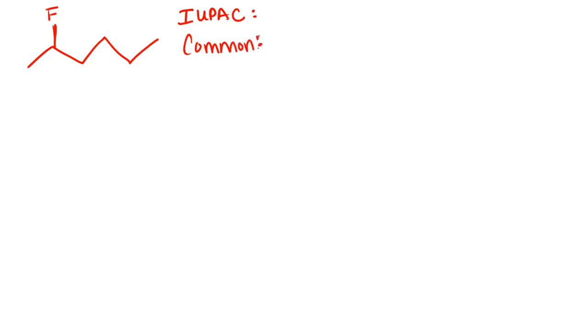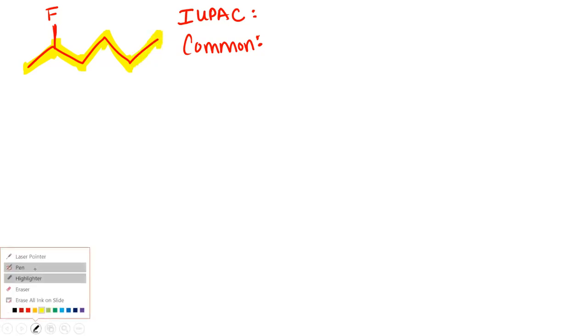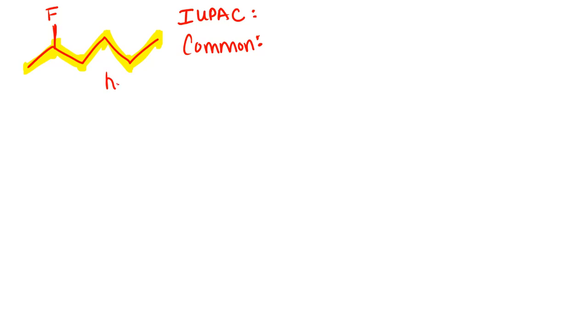Now for IUPAC, we need to look for the longest continuous carbon chain. 1, 2, 3, 4, 5, 6, and we'll want to name that parent chain. For 6, that's going to be hex, and then ane. So hex for 6 carbons, ane for all single bonds. Now we have just one group coming off of that chain. That's going to be a fluoro group. And we need to figure out what number that's on.